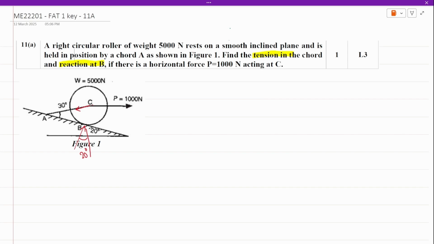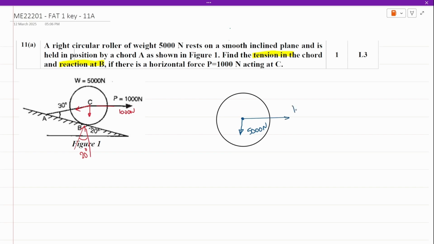So this angle will be 20 degrees with respect to vertical, which is the y-axis. Other than this, you have a weight acting downward, and a force P shown here, which is 1000 Newton. These will be the forces acting on this particular circle. So let us draw a free body diagram. The circle has a weight acting downward, which is 5000 Newton.